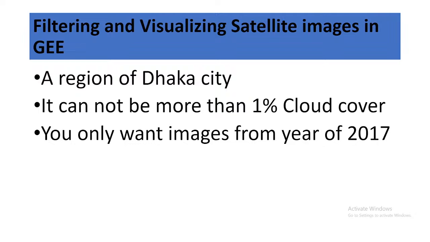Suppose I need an image with not more than 1% cloud cover. So that's another factor. And you also need the image for a specific time period. Suppose you need the image for the year 2017, or for the rainy season or summer season, or any specific time period. So now let's check. We are just applying the three factors and then filtering our satellite image collection. I'll show you practically how it will work.